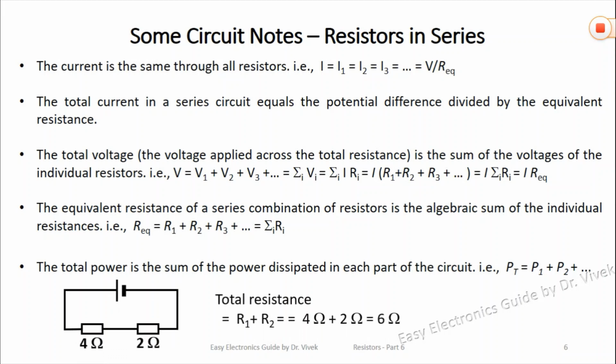So we can summarize the important points for the resistor series circuits. In series, the current is the same through all resistors. The voltage is the sum of the voltages of individual resistors. The equivalent resistance is the algebraic sum of individual resistances. The total power is the sum of the power dissipated in each part of the circuit.